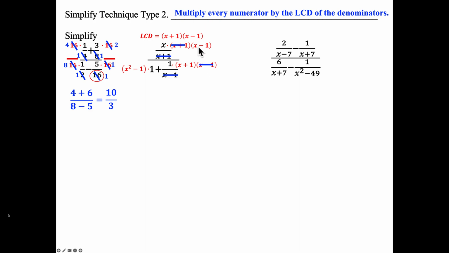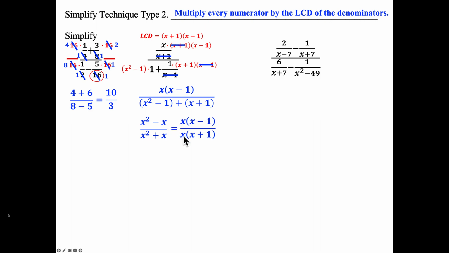Cancel the x minus 1's, and you have x times x minus 1 on the top, x squared minus 1 times 1, no change, plus 1 times x plus 1, there it is. So distribute the x on the top, you can get x squared minus x. On the bottom, the minus 1 plus 1 cancels, so you have x squared plus x. Wait a minute, let's go back to our numerator because there's x's in every term, so you can factor an x out of the top and the bottom, and then cancel those x's for a final answer of x minus 1 over x plus 1.